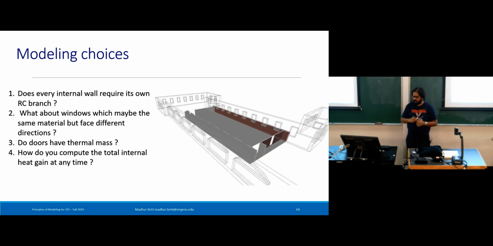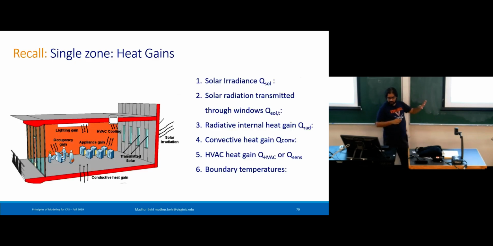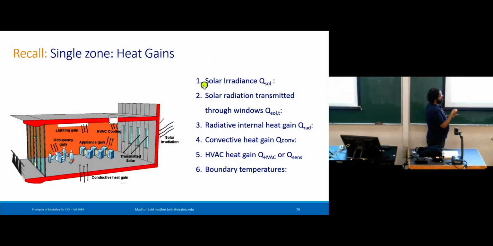And how did we compute the heat gain at any time, which you have to do because that's what drives the surface dynamics and the zone dynamics. We had to model a lot of different heat gains. So we had to measure and model solar irradiance. I will show you in a bit how to do that. We had to measure the solar incoming through the windows itself, both convective and radiative heat gain. HVAC was fully instrumented, so we could measure everything, and we had boundary temperatures for all the walls and surfaces of the zone.